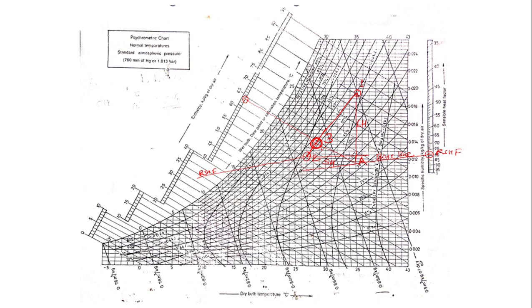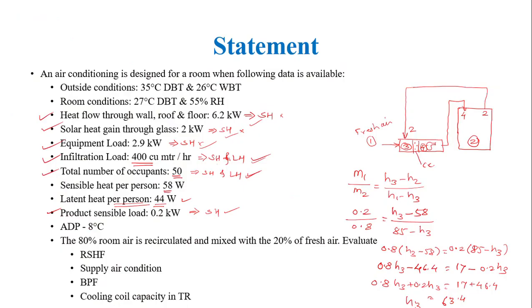Now I can get the supply condition by using the data given over here. To get the supply condition, the data given is the apparatus dew point temperature. As I said, ideally the cooling has to be done from point number 3, that is the mixed point, up to the surface temperature of the coil, that is the apparatus dew point temperature of the coil. But because of the losses it is happening up to point number 4. So I will be connecting point number 3 with the apparatus dew point temperature over here.